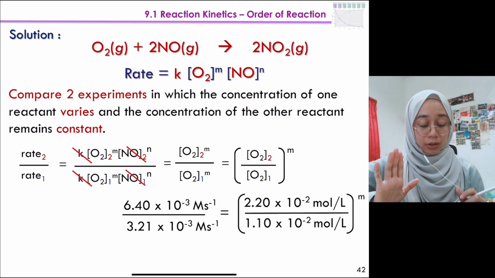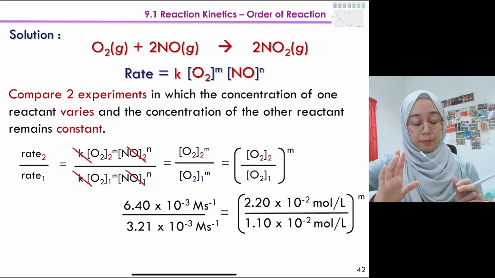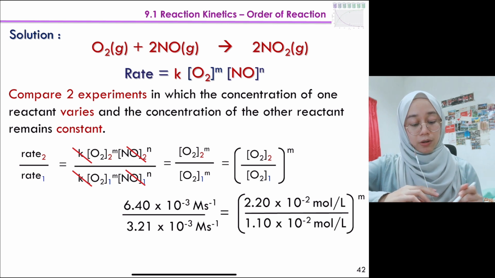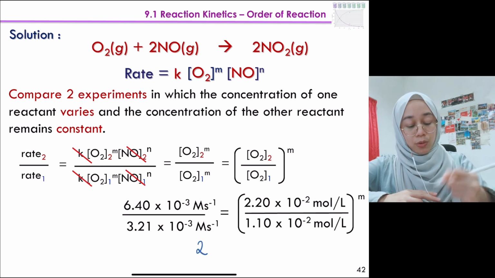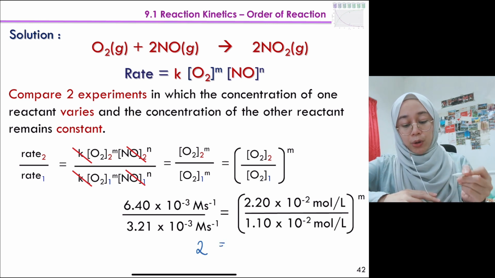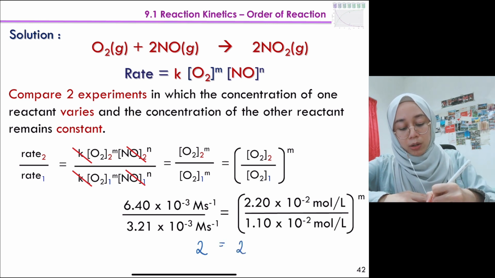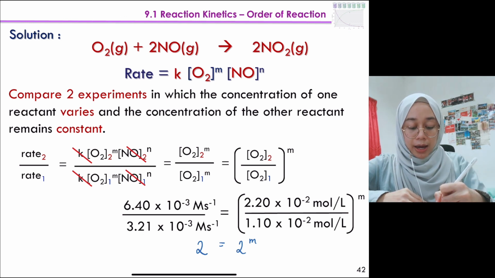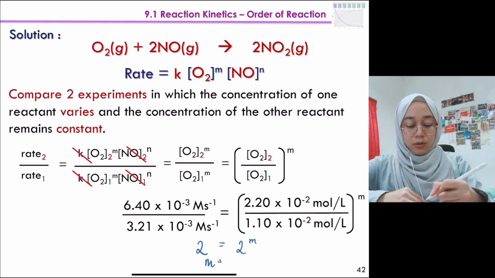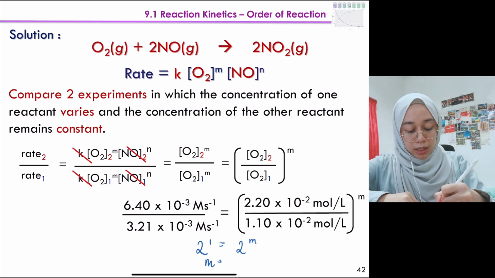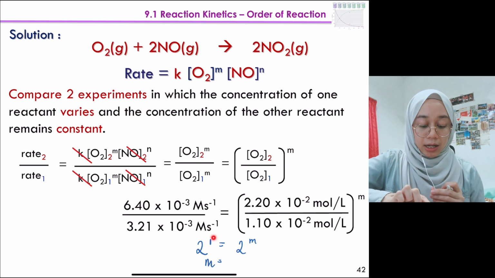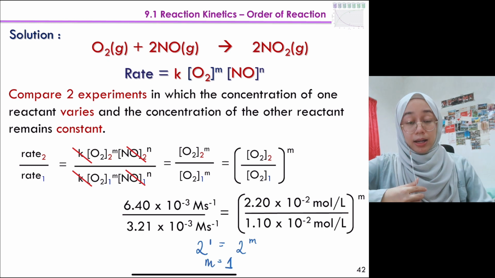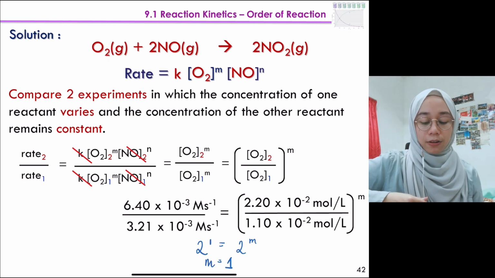So calculate, use your calculator. So here comes the mathematic parts. Therefore you will get, yang 6.4 bahagi 3.21 ni is basically 2. And then 2.2 bahagi 1.1 ini pun kamu dapat 2, 2 to the power of m. Therefore your m is equals to... sini adalah to the power of 1 sebenarnya kan. Ini adalah 2 to the power of 1. Therefore, m is equals to 1 then. Therefore, now you have the order of reaction untuk m.